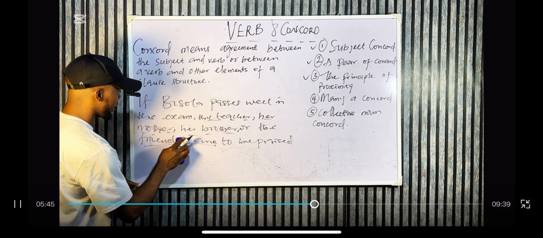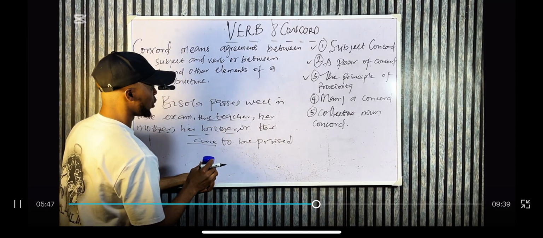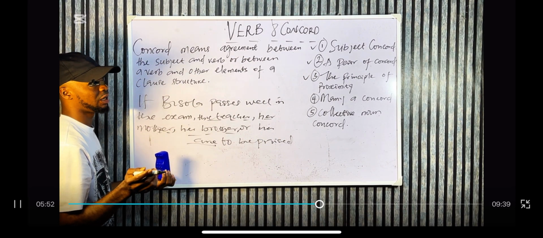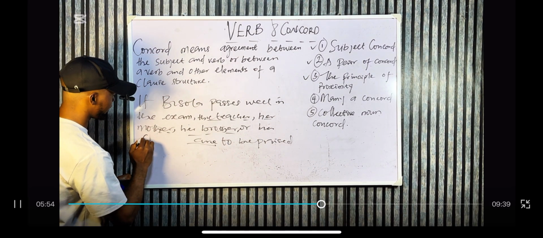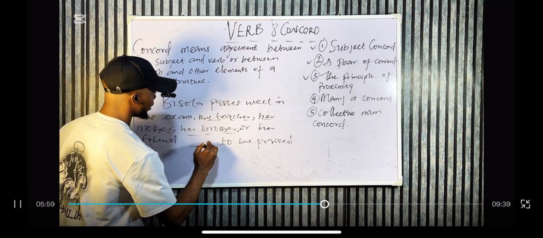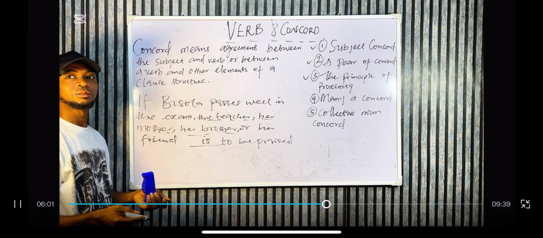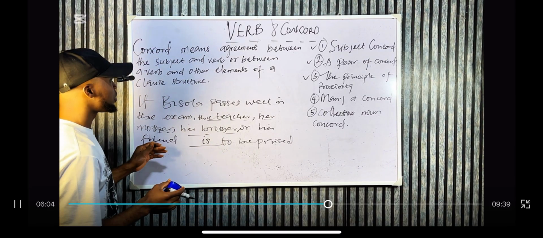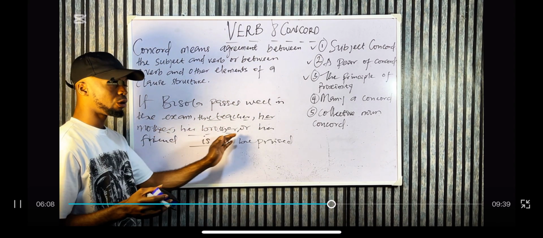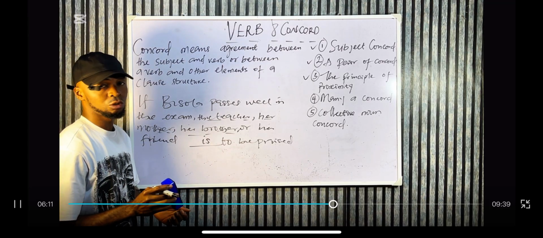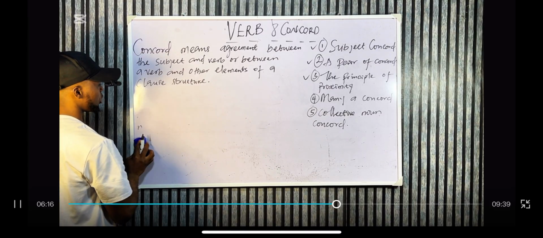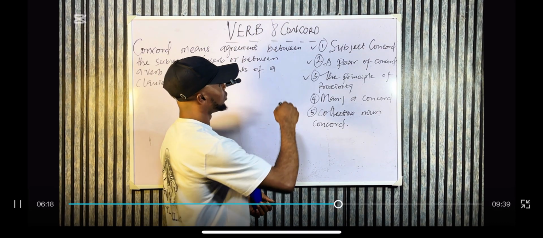For instance, if what we have here is "or her friend", her friend now is talking about one friend, not many friends. You use is. Do you understand? So the principle of proximity tells you that the noun that comes before the verb is what you're going to put into consideration. That's what you take into cognizance, not the rest of the subjects there. That's all for principle of proximity.